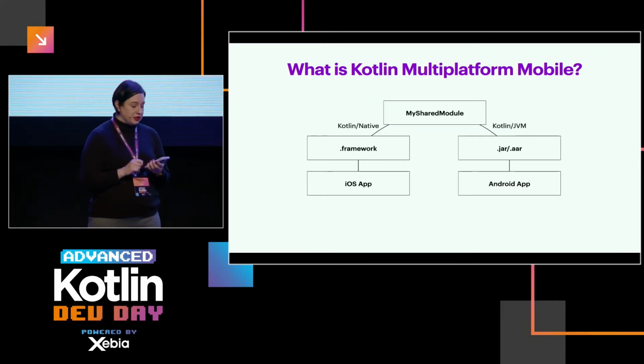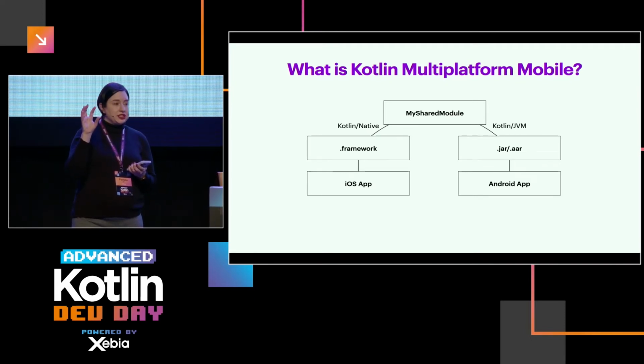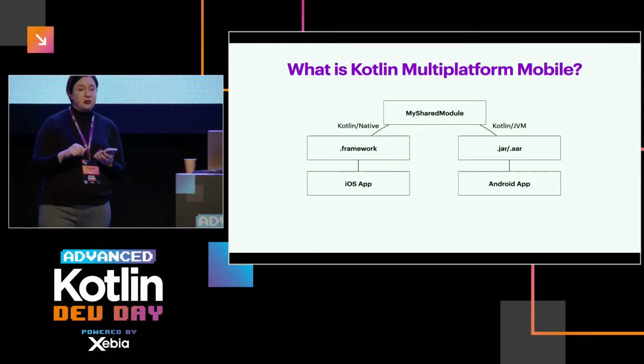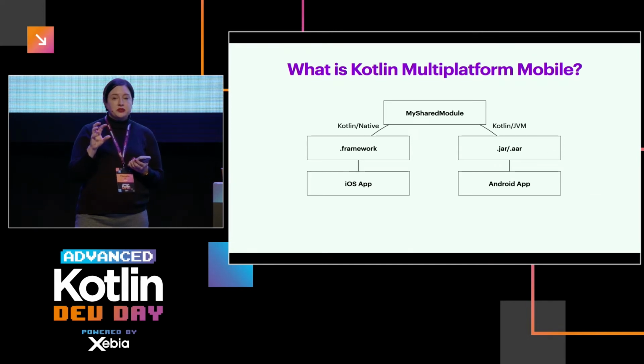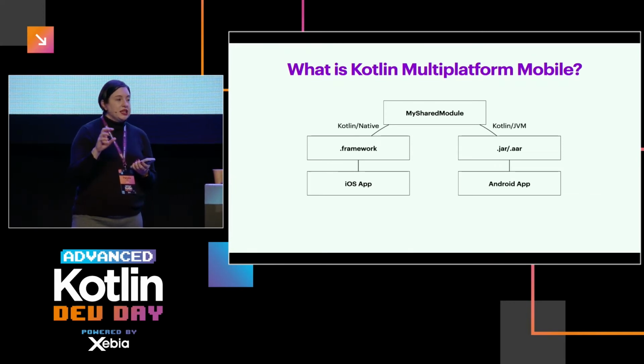So Multiplatform Mobile compiles that shared module that you see there in the middle into platform-specific artifacts, which you can add as a dependency in your app. So on the left-hand side, you see that we've got iOS, and the Kotlin native compiler in that case will compile the shared module into framework files or CocoaPods, whichever you prefer, and that you use those files as dependencies in your iOS app. On the right-hand side, the Kotlin JVM compiler will compile your shared module into jars or AAR files, which you then add and use in your Android app.